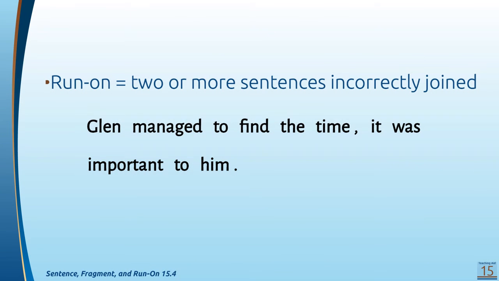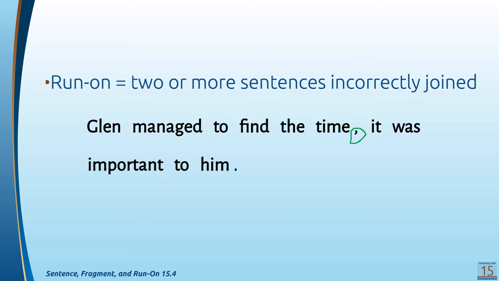Now let's talk about run-ons. A run-on is two or more sentences incorrectly joined so that it acts as one. Glenn managed to find the time. It was important to him. Okay, this is a run-on because it's incorrectly joined by just a comma. A comma is not strong enough to join two complete sentences.